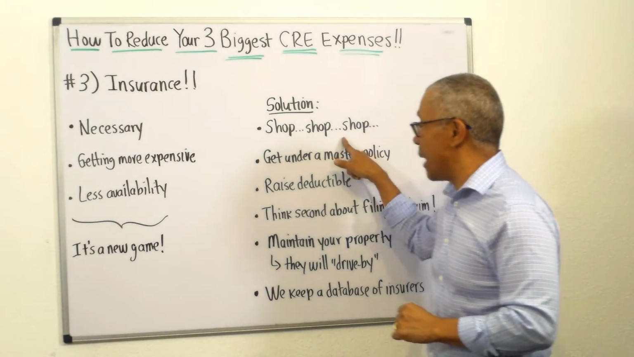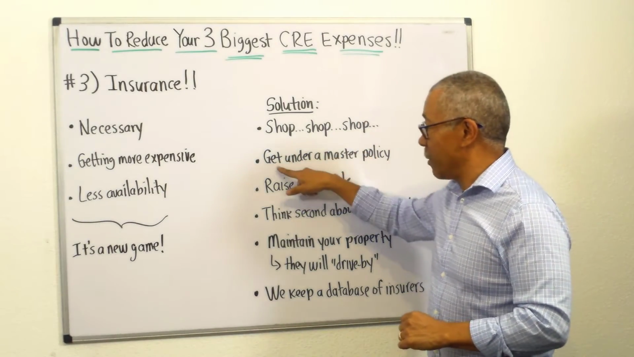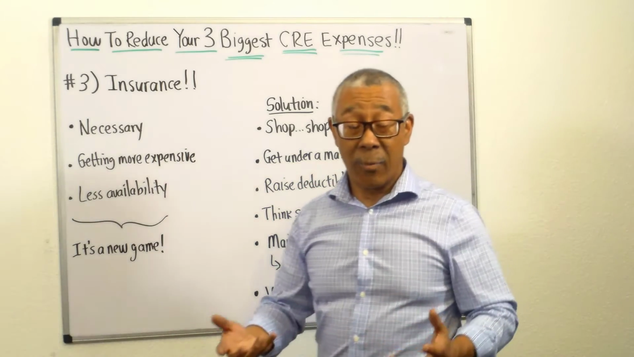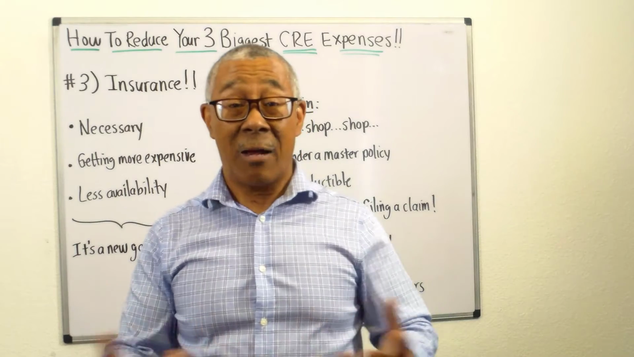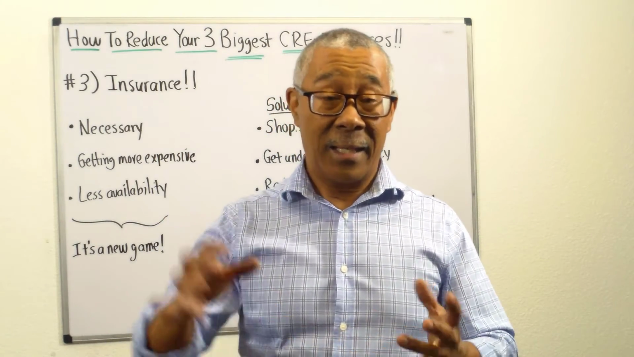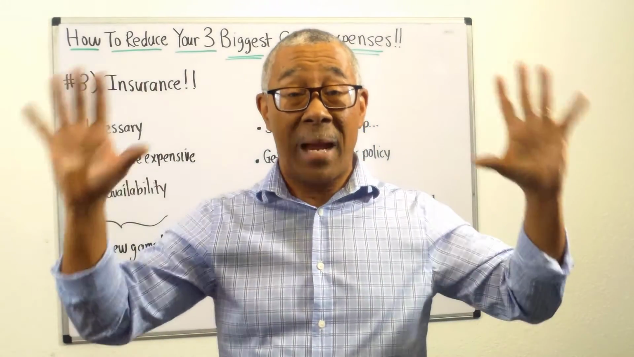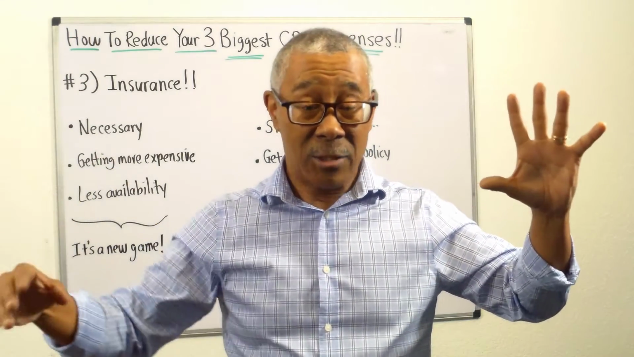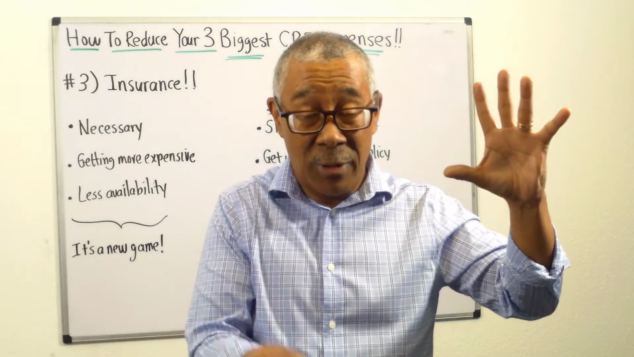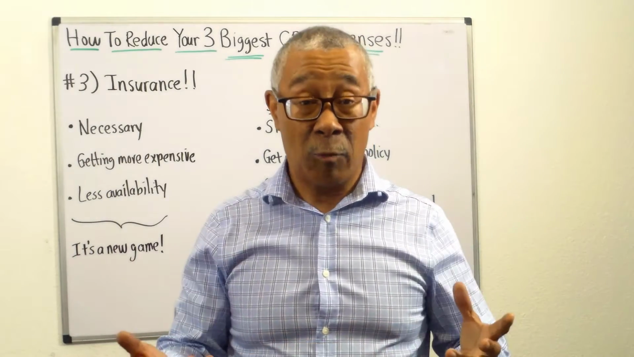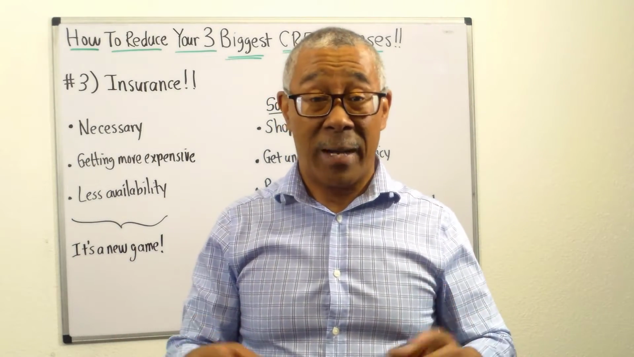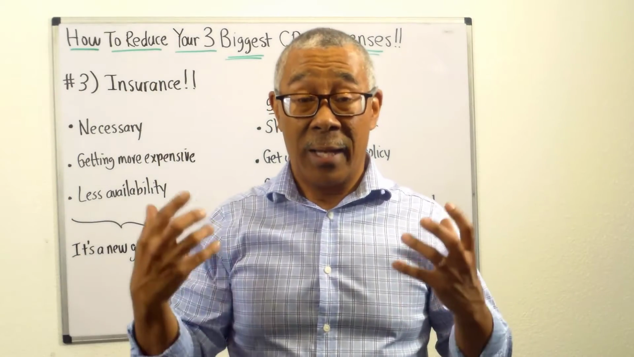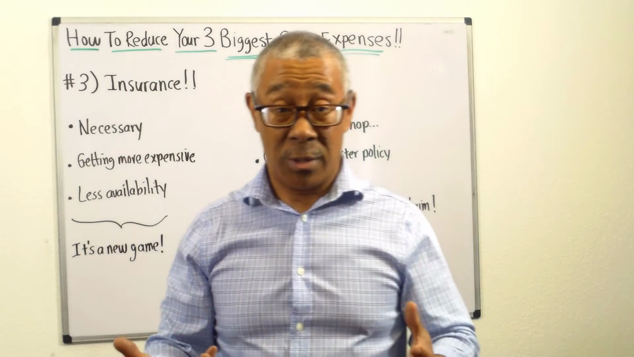So shop. And number 2 is get under a master policy. One of our property managers manages thousands of units, and he has an insurance policy called a master policy that he will put us under. Because he has all these insurance policies underneath him, he's able to get a good rate. So check with your property manager to see if they have a master policy that you can get under and get your insurance reduced.